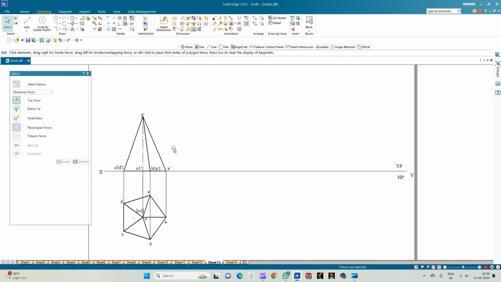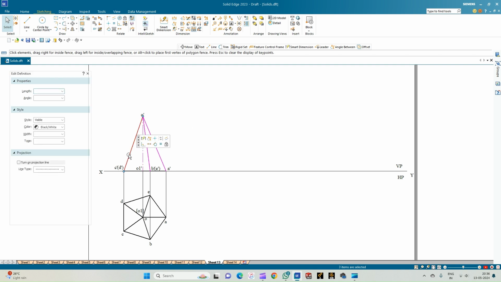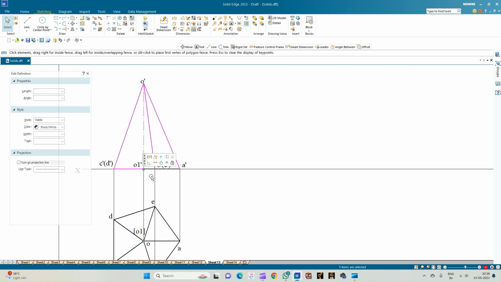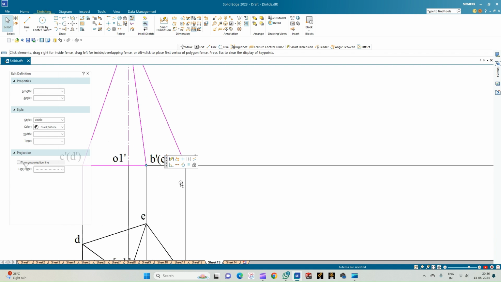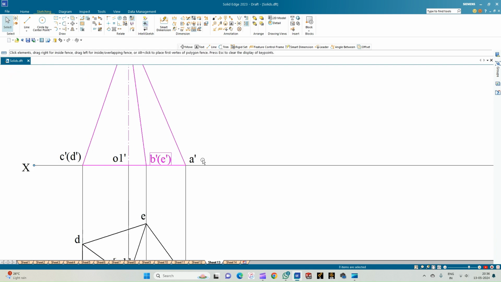So now the condition is it is resting on one of its slant edges, and that edge is O dash A dash. So now let us select the front view of the pyramid after having made this a rigid set. So how to make the rigid set is explained in the previous videos. So follow the same steps to make this a rigid set.